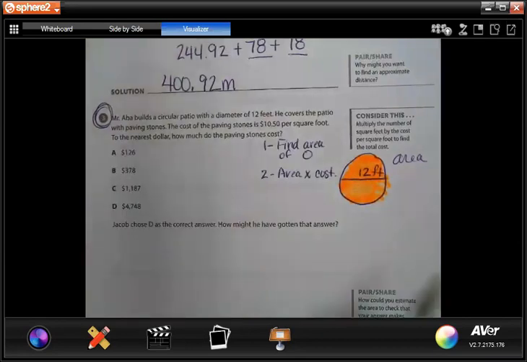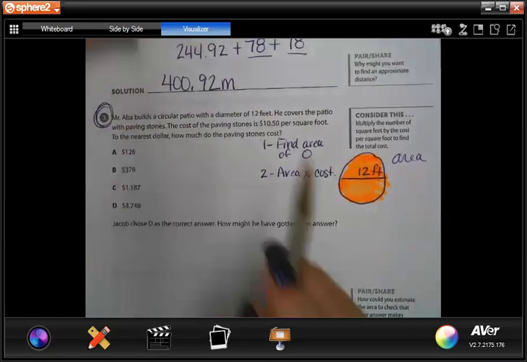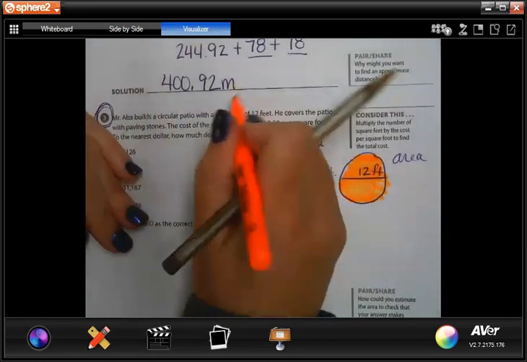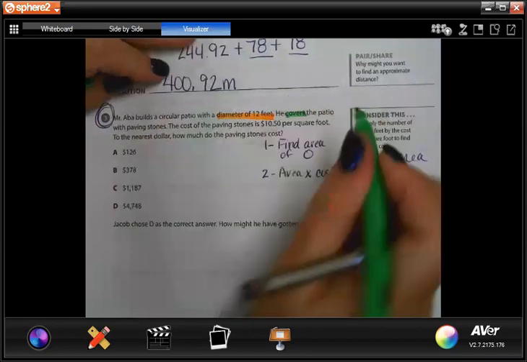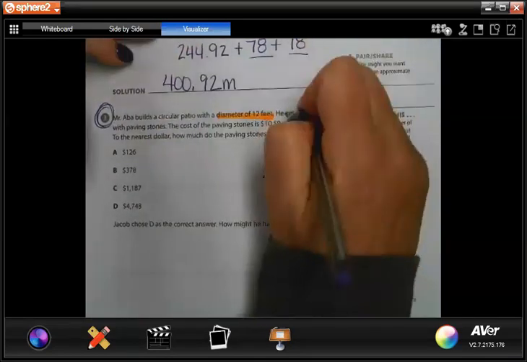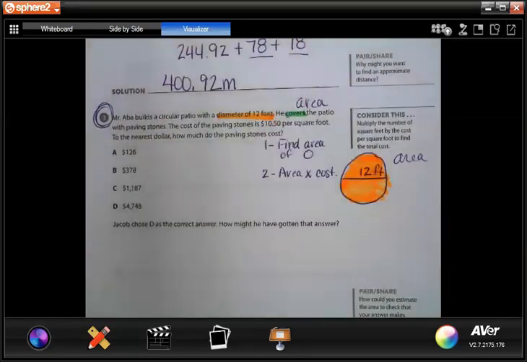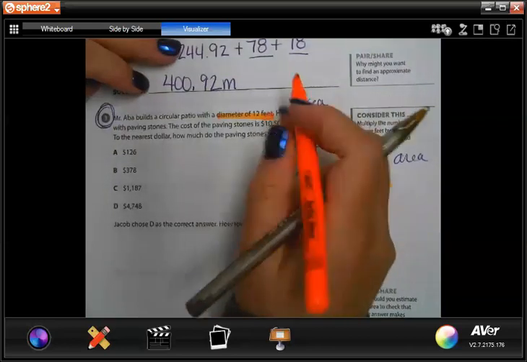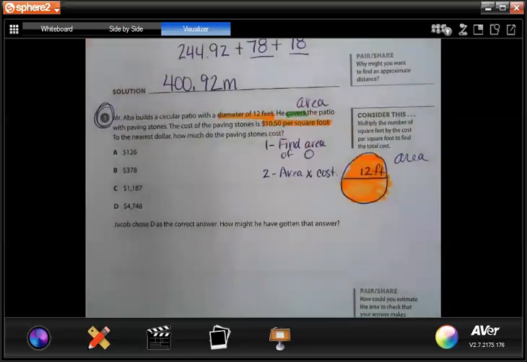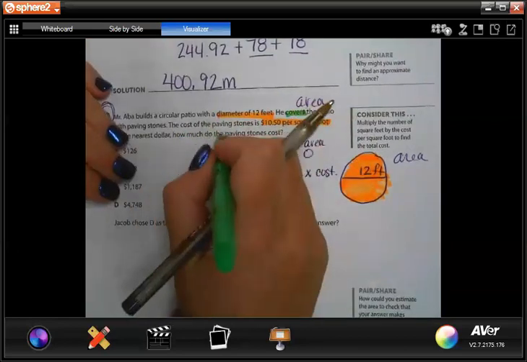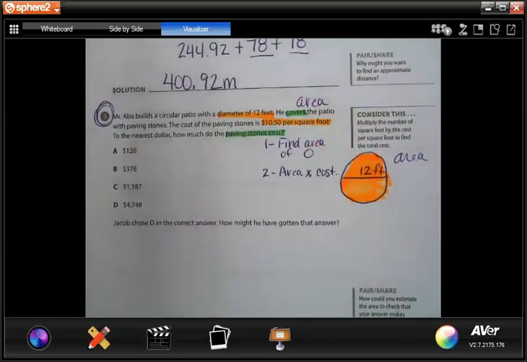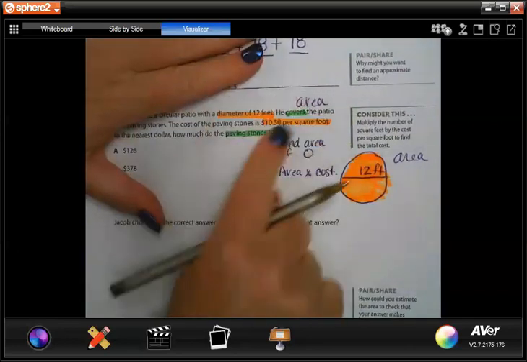Mr. Abba builds a circular patio with a diameter of 12 feet. Very important. He covers the patio with paving stones. So he covers the patio. So that must mean area of the patio. The cost of the paving stone is $10.50 per square foot. To the nearest dollar, how much do the paving stones cost? Okay, so that's my important information.